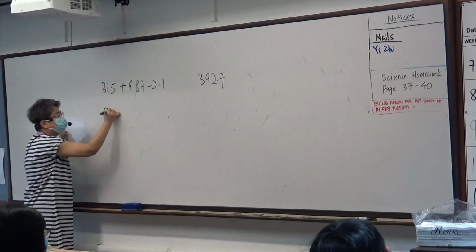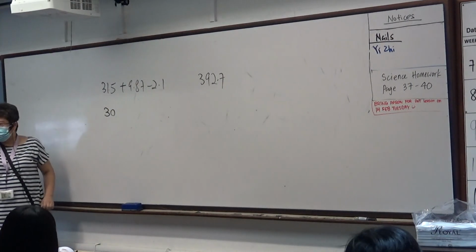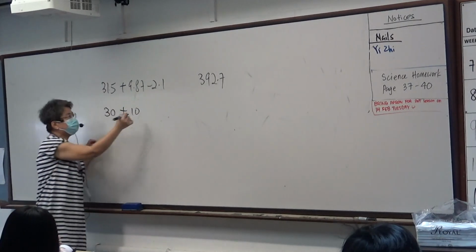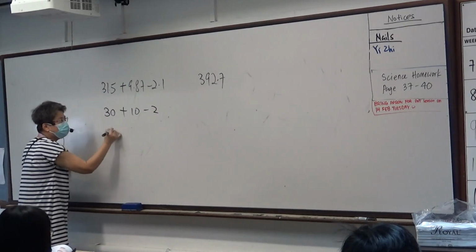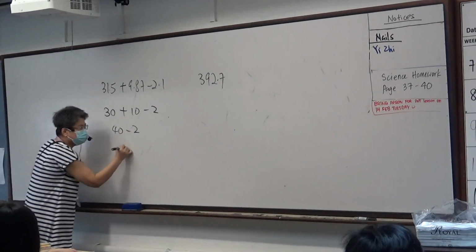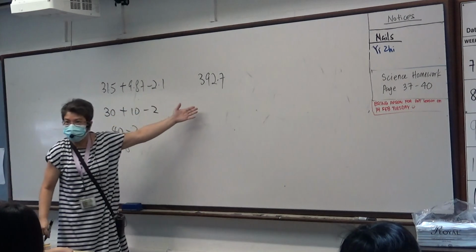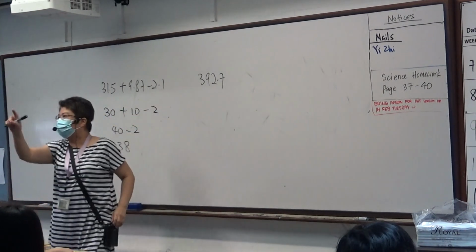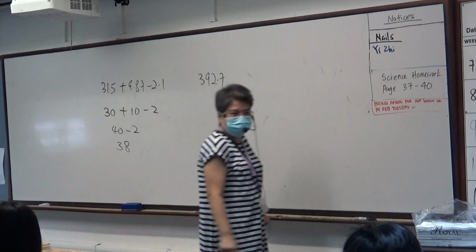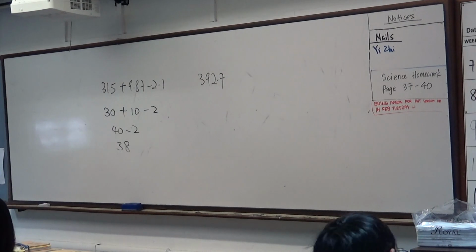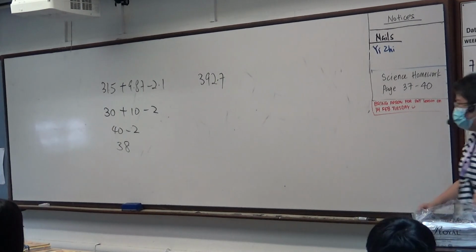This is about 30 right here. Alright, how about this? About what? 10 right? How about this? About what? 2. So this is about what? 40 minus 2 is about 38 right? How can it be 300 over? Do you agree? Okay, you use your calculator and punch in for me now. I want the exact answer. What's the exact answer?